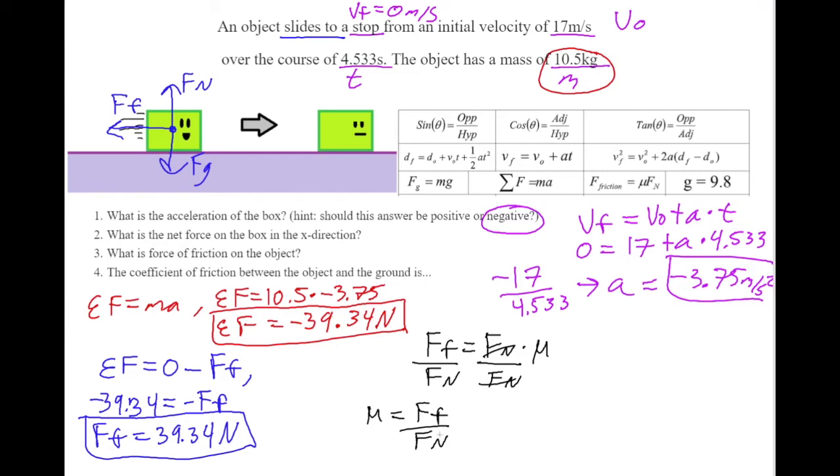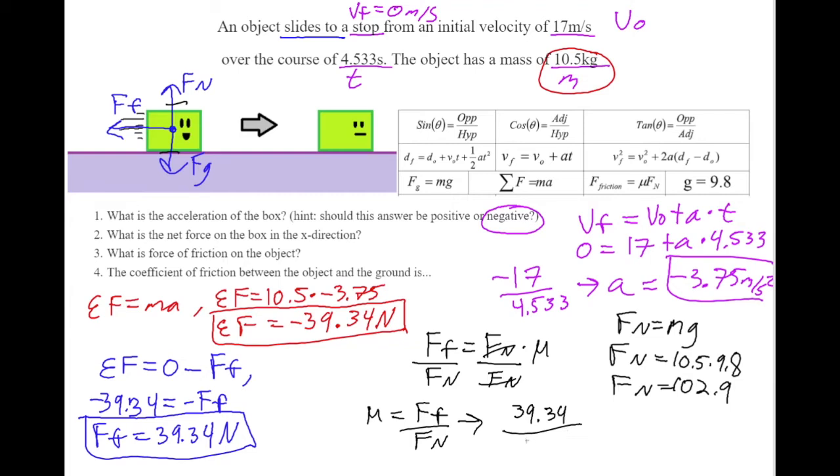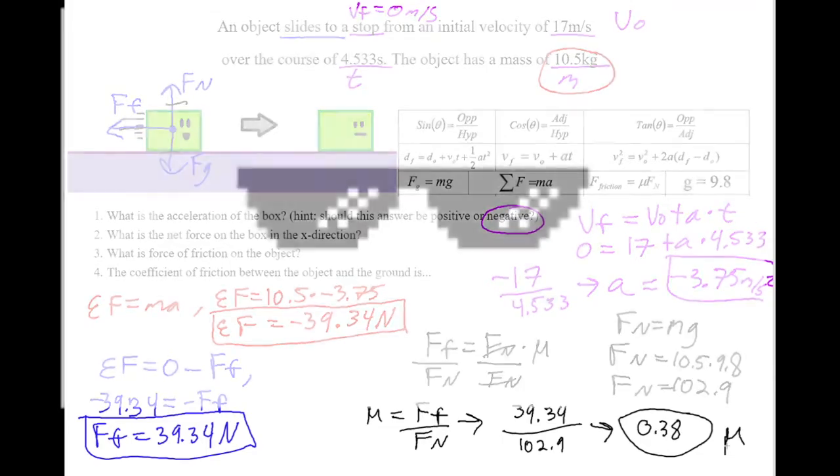We don't know exactly what force normal is, but we know that force normal and force gravity are balancing each other out. So force normal is going to be equal to force gravity, just like it was in our last problem. So force normal equals mass times gravity. So if we solve for that, we get force normal equals 10.5 times 9.8. That gives us a force normal of 102.9. Now we go ahead and plug our numbers in over here. We get 39.34 divided by 102.9. That gives us a coefficient of 0.38. And again, no units here because mu is unitless.